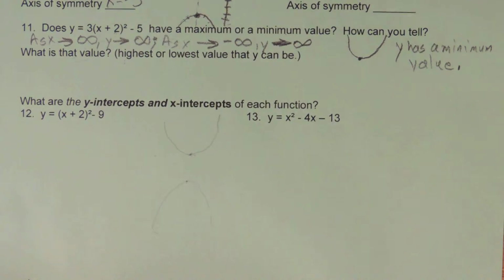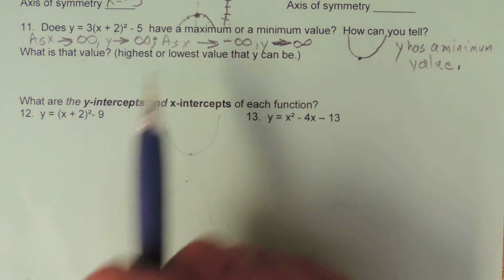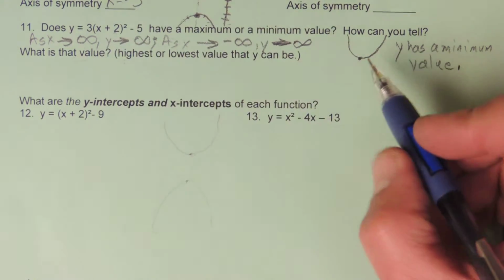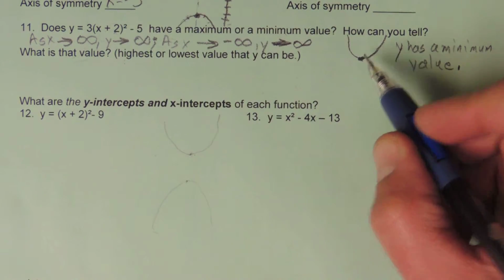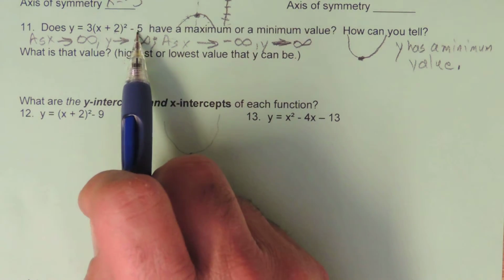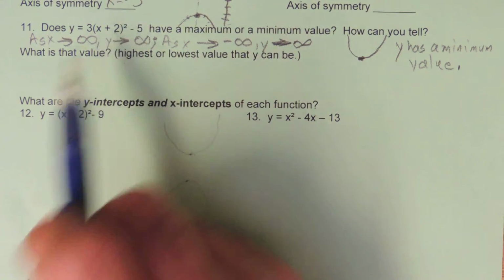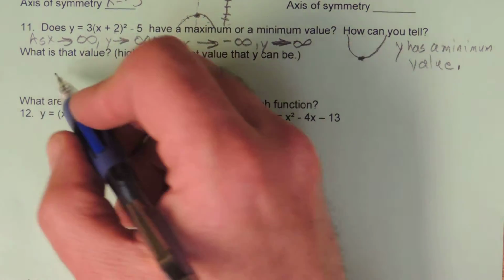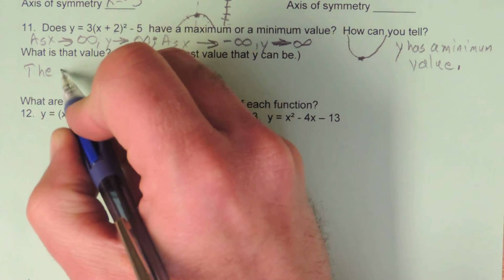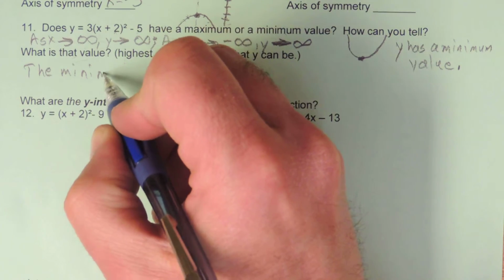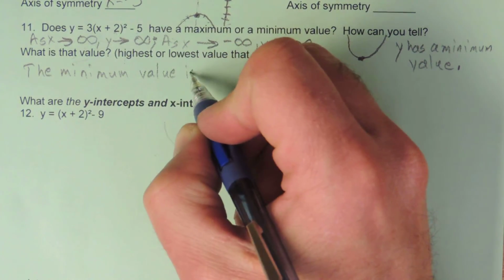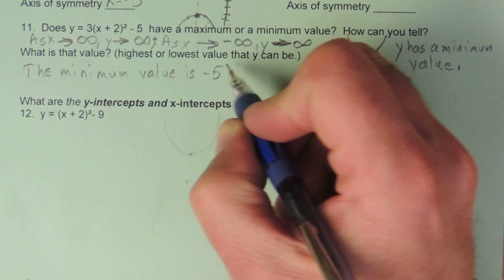What is that value? Now I need to look at my vertex. If I look at my vertex, I know that at the vertex where the minimum value occurs, my y value is negative 5, my x value is negative 2. So I can say the minimum value is negative 5.